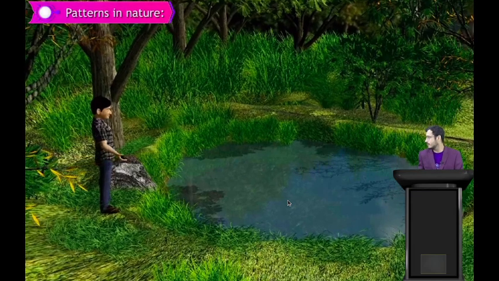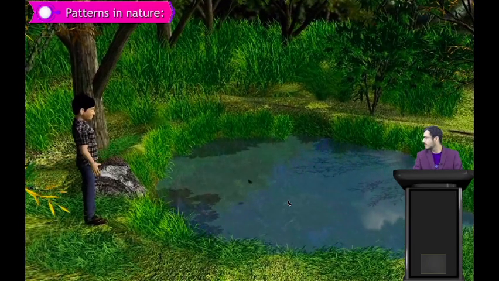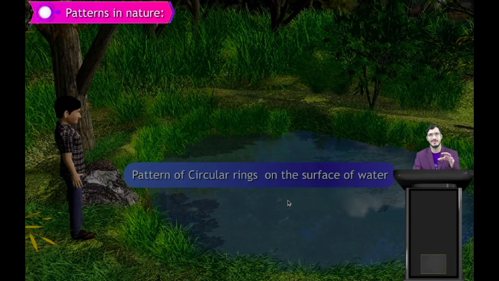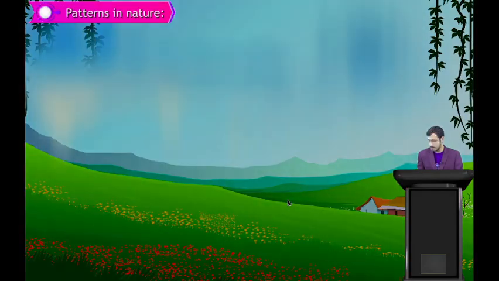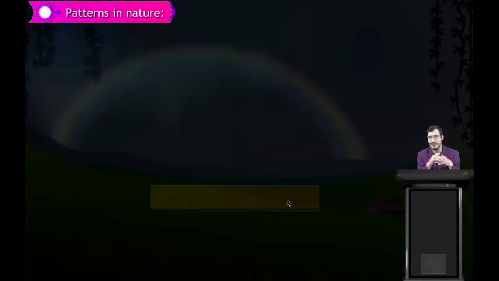When we throw a stone in the water, you can see the pattern here. Yes, the pattern of circular rings on the surface of water. Now here, you can see what is this? Yes, rainbow. So the pattern in a rainbow, the color pattern. You can see here the 7 colors.